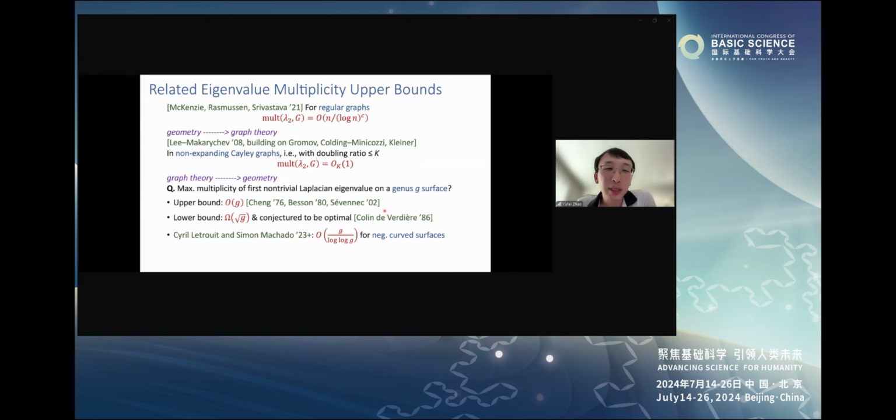And very interestingly, a recent work of Cyril-Littré and Simon Machado, they showed that for negatively curved surfaces, so I'm going to be somewhat vague with exactly what the statement of the theorem is, but they showed that for a certain class of surfaces, they proved an upper bound of G over log G. And they actually took what we did, what I've shown in previous slides, this idea of net removal, and using that to induce a lowering of spectral radii.